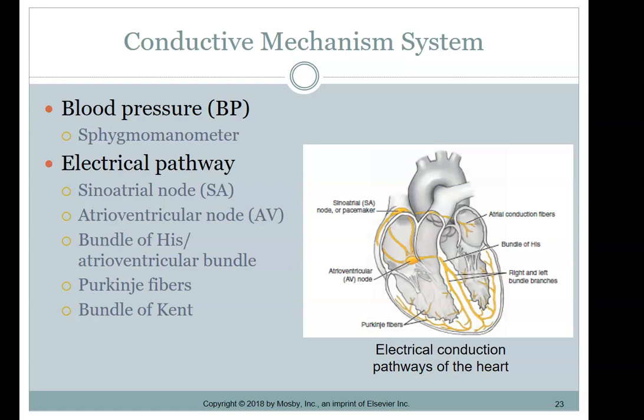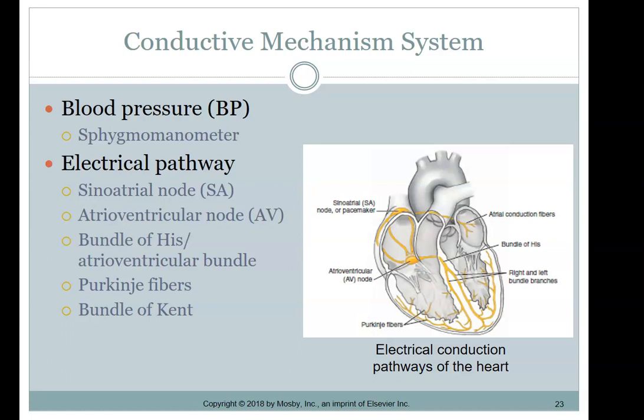The timing of the contractions and relaxation is accomplished through the electrical pathways in the heart. The heartbeat begins at the sinoatrial node, the natural pacemaker of the heart. This initial signal causes the atria to contract. This signal is then sent to the atrioventricular node, located at the base of the right atrium, proximal to the interatrial septum.